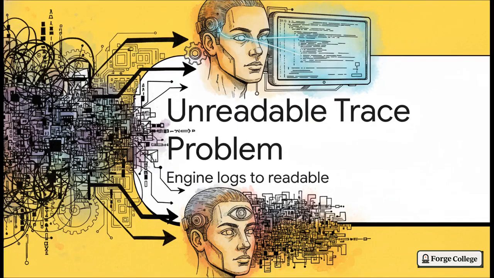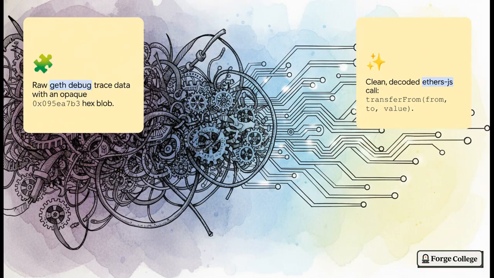Section 1. The unreadable trace problem. Getting from raw engine logs to readable logic. Now, we previously learned how the execution engine runs beneath the surface, extracting those detailed traces and memory snapshots. But here's the harsh reality. Unless you're literally a cyborg, reading raw hex logs is just going to make your eyes cross.